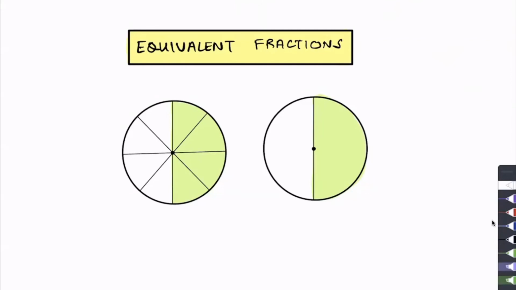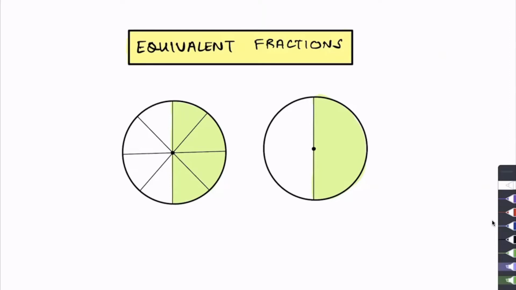Let's look at the equivalent fractions that we can see on the screen. So we have two circles. Imagine that they are cakes, two identical cakes. The one on the left-hand side is split into 8 pieces. The one on the right-hand side is split into 2 pieces.